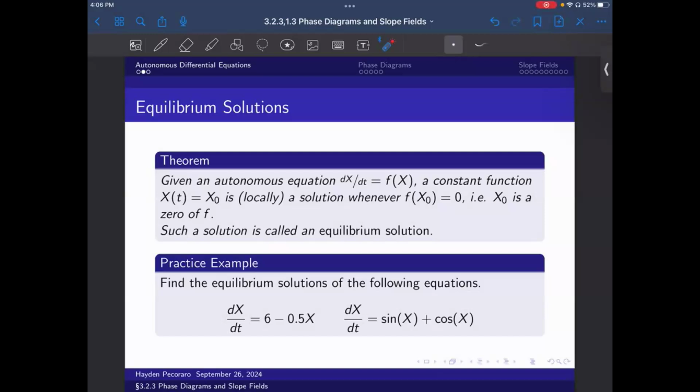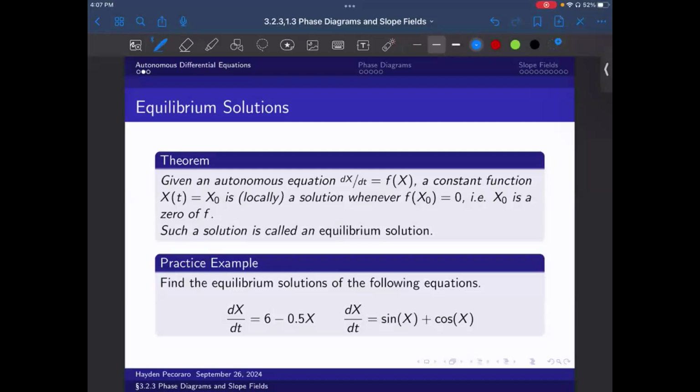Okay, so I think that's plenty of time. Has anybody figured out the equilibrium solution of the first equation? Okay, I'm going to take that as a no.